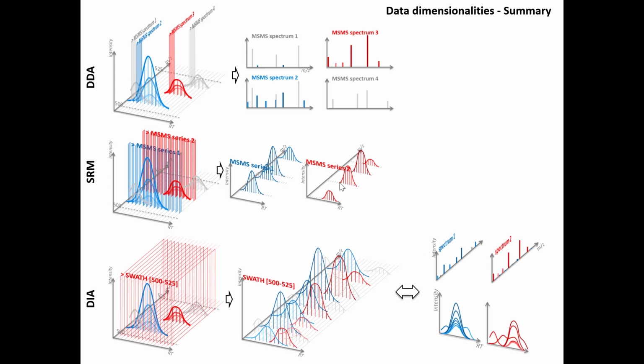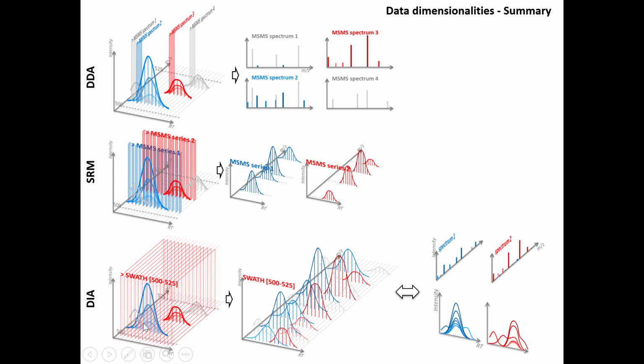So just to summarize, these are the three things that we've looked at. DDA, where you have this semi-stochastic sampling of the precursor space, taking snapshots of these peptides, which can get you to a lot of identifications, but is not necessarily very reproducible. In SRM, we are deterministically sampling a given set of pre-specified peptides, but we miss a lot of information in between these peptides in terms of the mass to charge. The precursor space is not continuously sampled.